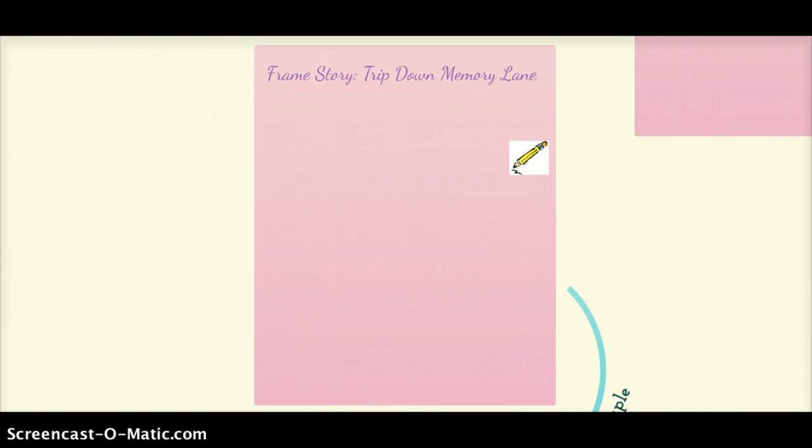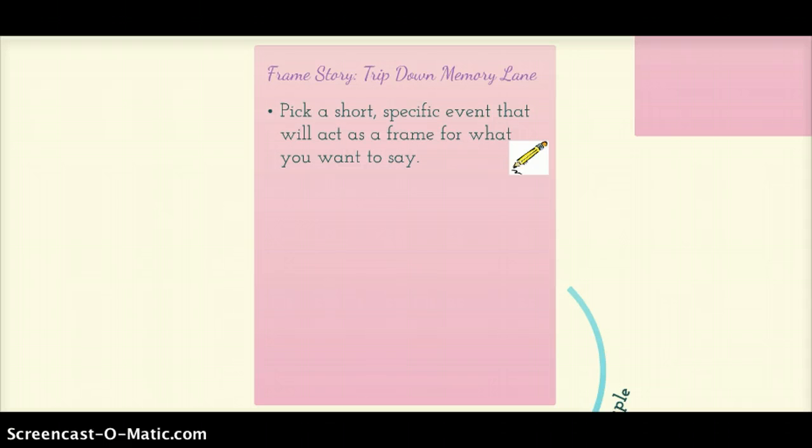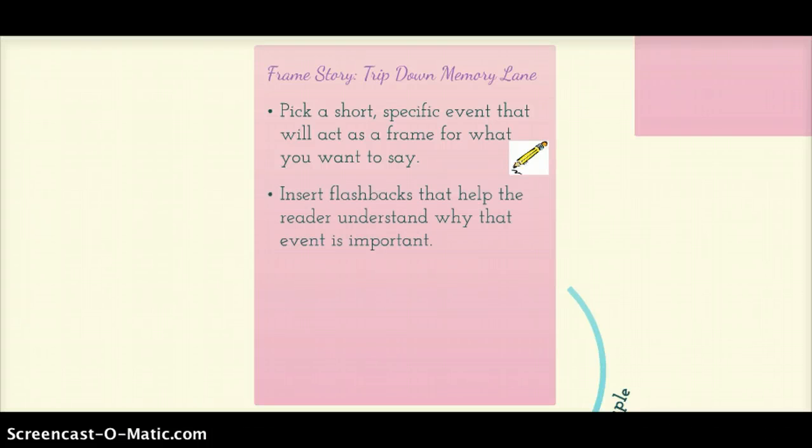All right, the final one, the third one that we're going to look at is the frame story. Another way to look at this might be like a trip down memory lane. A frame story is where you pick a short, specific event that will act as a frame for what you want to say. So if you think of a picture frame, the frame holds the picture together. And what you will be doing is, as you tell this event, you'll include flashbacks that will help the reader understand why this particular moment is so important for you.